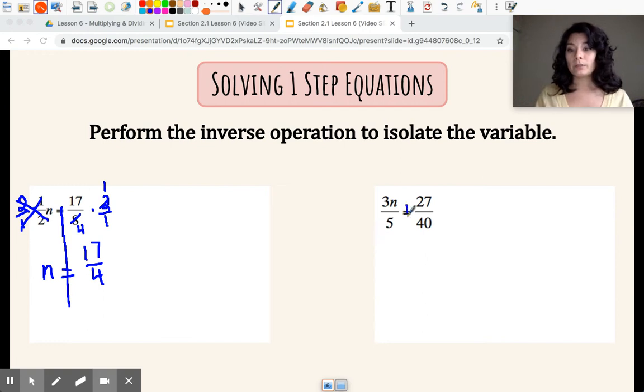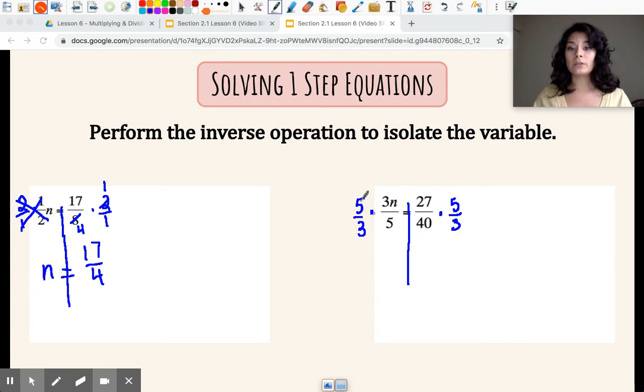To get the variable alone, whoops. Hard for me to draw straight lines with these tablets. In order to get the n alone, I know I'm going to need to divide by 3/5, but that's going to end up turning into, because of keep, change, flip, multiplying by the reciprocal of this fraction. So I'm going to do that and just skip the dividing step. I'm going to multiply both sides by 5/3. I'll do it over here too, because what I do to one side, I must do to the other.